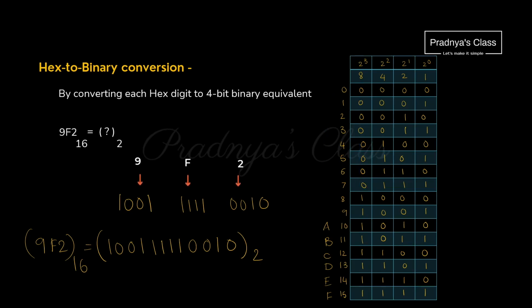Now you can place the value. 2 is this, F is this and 9 is this. Here is the final answer. To understand this conversion is very important and it is very easy.